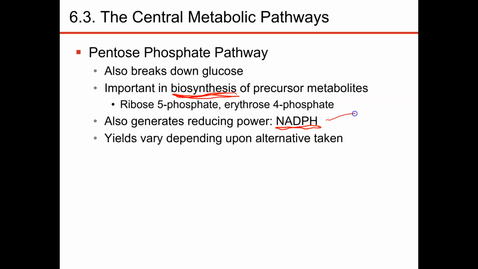NADPH then can move into different cycles and produce larger organic molecules. We also are going to utilize ribulose 5-phosphate, and we can produce ribose 5-phosphate and erythrose 4-phosphate, which are both utilized in different biosynthetic pathways. We talk about this one in photosynthesis.